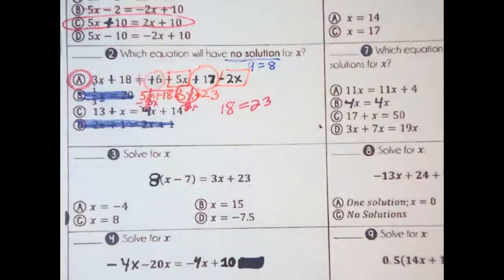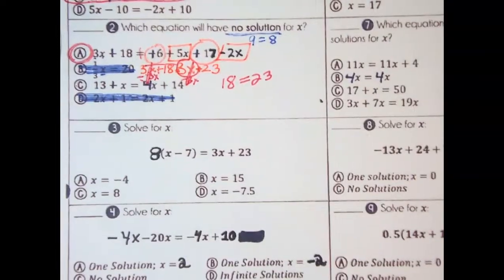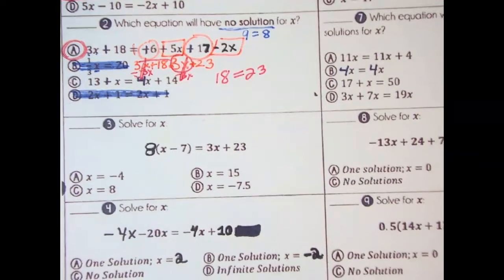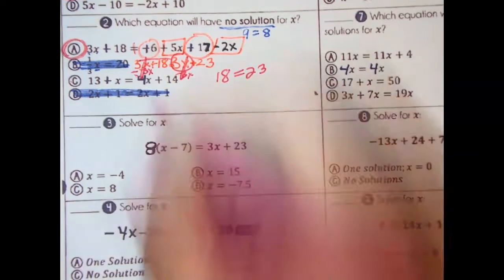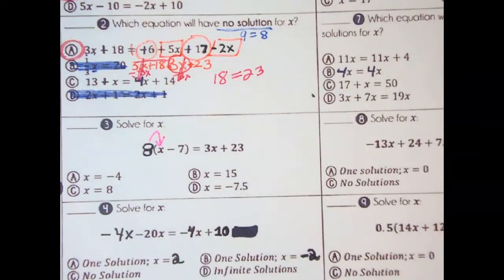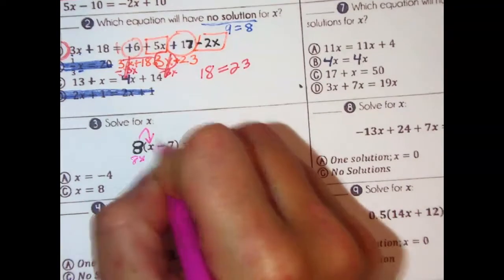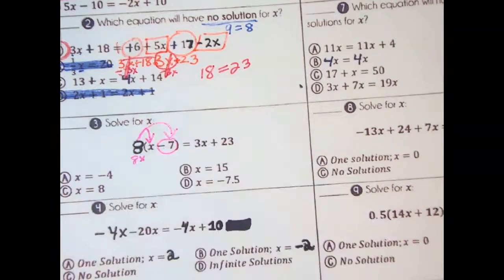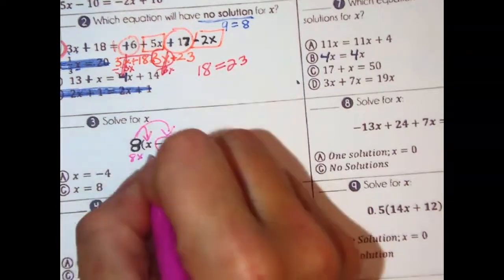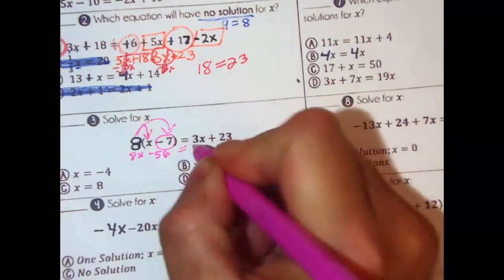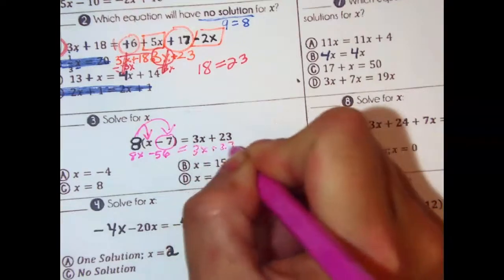All right, let's go on to number 3. This one's an easy one, what you're used to seeing. Is just solve. So we're going to go through, I'm going to walk you through the steps. So we're going to look for distributive property on both sides. And I see I have 8 times x. So that's going to get me an 8x. And then I'm going to have 8 times negative 7. That negative goes with it. So it's negative 56. And then I'm going to have over here the same thing, 3x plus 23.